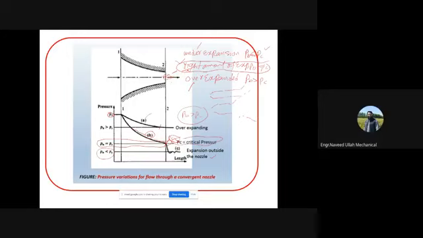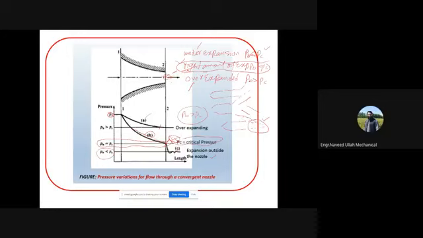This is under expansion. In over expansion, what happens is that the exhaust will be like this, because it actually tries to compress the exhaust, compress this jet. So this is your under expansion, right? And this is over expansion.